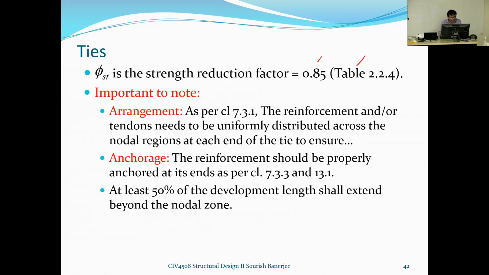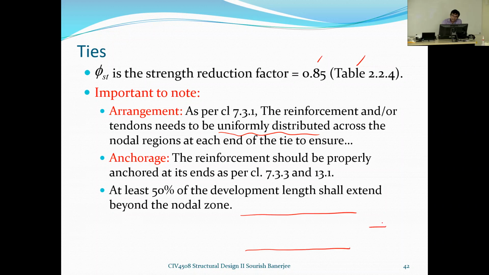Important to note the arrangement. As per clause 7.3.1, the reinforcement and/or tendons need to be uniformly distributed, very important, across the nodal regions at each end of the tie to ensure what? To ensure, I will tell you to think of that, to ensure that the resultant force, for example, okay, let's look into that, then it will be clearer.